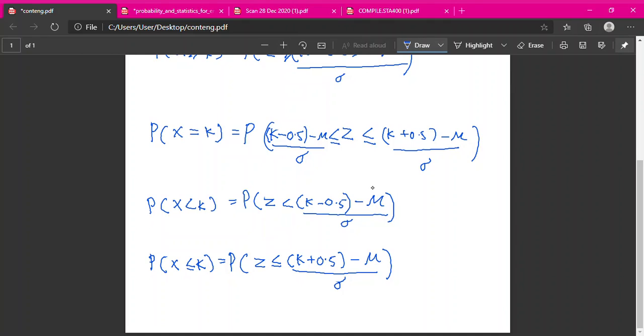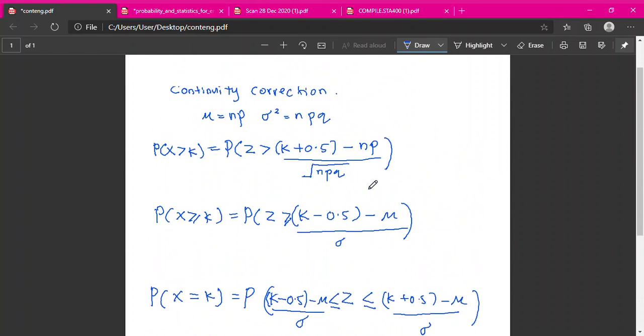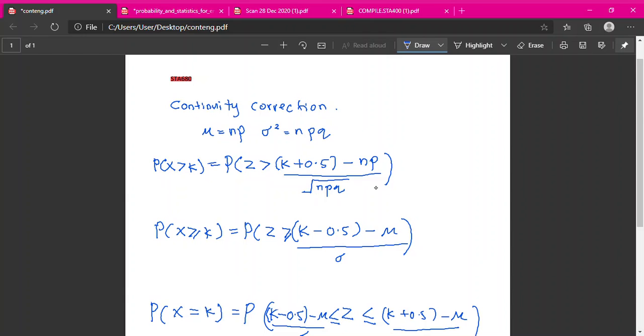Okay, kalau nak cari probability of X less than K, so it will be Z less than K minus 0.5 minus mu over sigma. Kalau less than or equal to, K plus 0.5. Kalau less than, tolak; less than equal, plus. Kalau more than, plus; more than equal, minus.